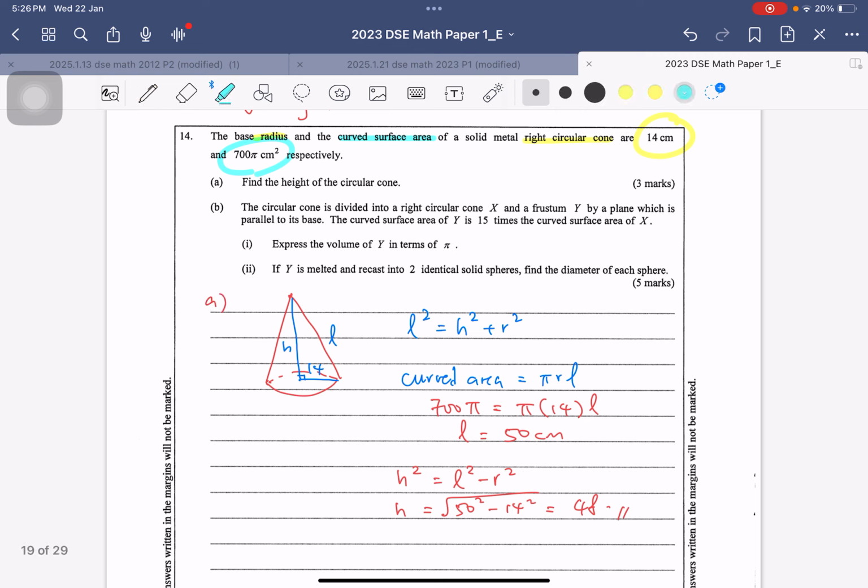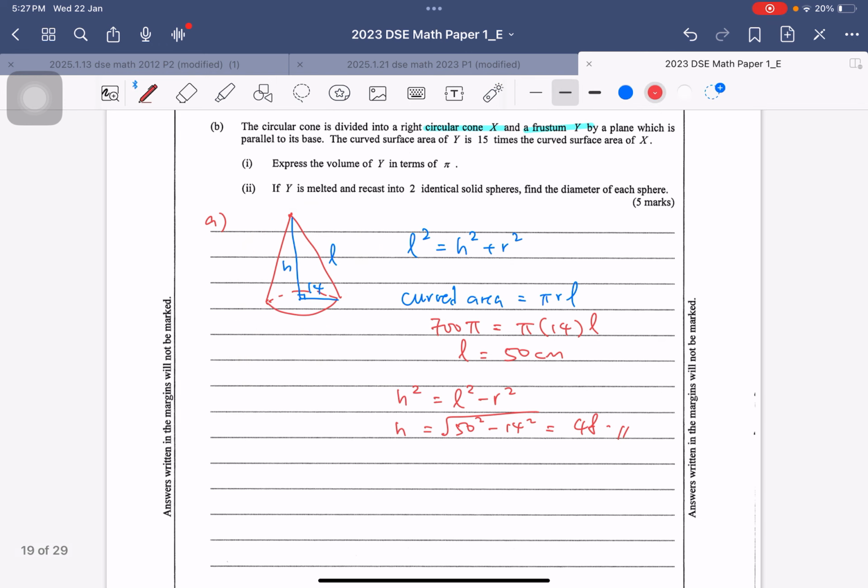So for part B, we have a circular cone. Now it's divided into circular cone X and the frustum Y by the plane, which is parallel to the base. So it's actually cut off from this part. And we have the curved surface area of Y is 15 times the curved area of X. So please bear in mind that the smaller part, the cone X, is going to be similar to the large cone because it's part of it. Then we can draw the diagram first. This is the original, becomes the small part, plus the frustum, the lower part.